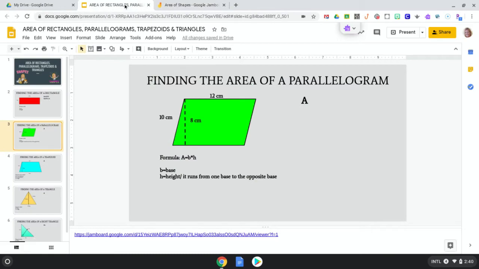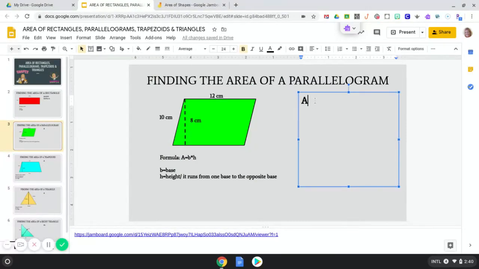So go back to our notes so we can get this typed in. I did my base, which was 12, times my height, which was 8. And that got me 96 centimeters squared. Okay, so that's how you find the area of a parallelogram. Remember, this is your height, the distance that runs from one base to another base. All right.